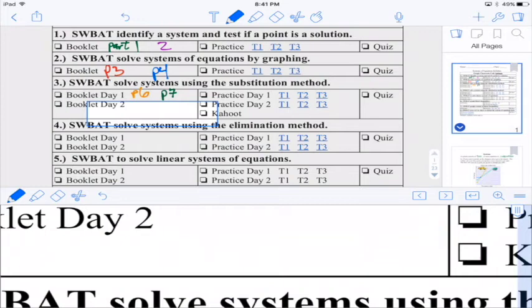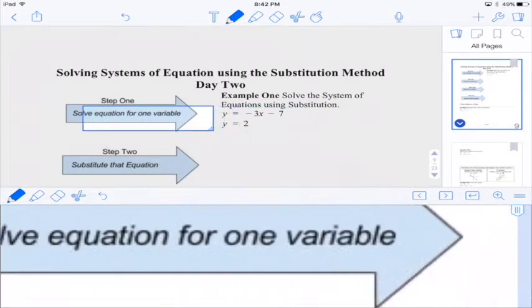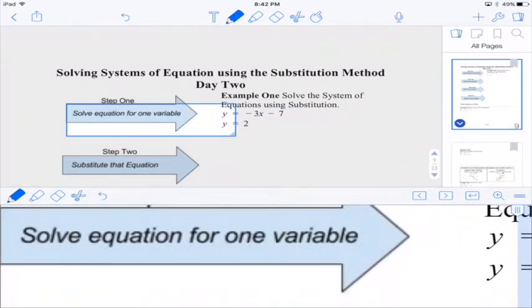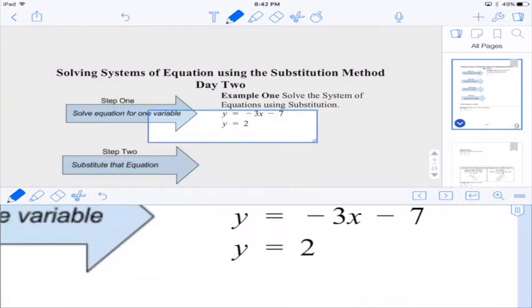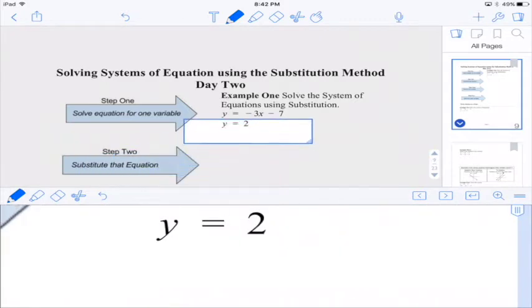All right, Algebra 1 students, this is going to be page 8. We are solving using substitution. We made the substitutions yesterday, and today we're going to actually solve all the way. So we're going to solve an equation for one variable, which we have right now, y equals 2. Then we're going to substitute that into the other equation.